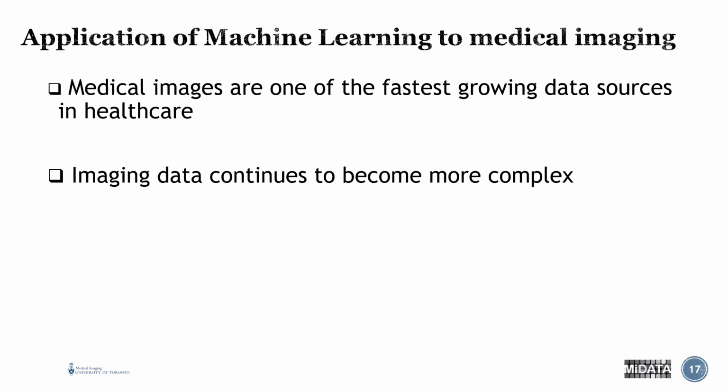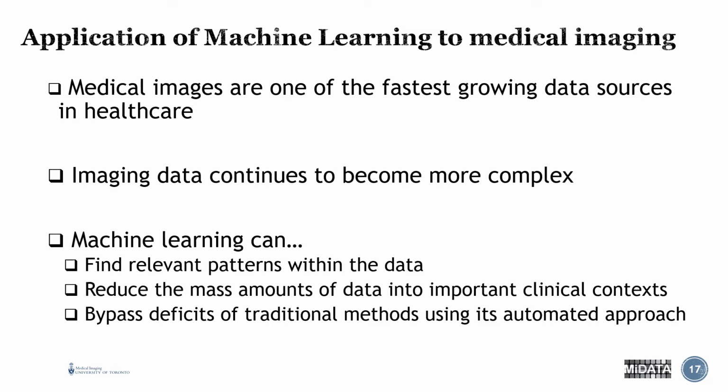Also, the imaging data continues to become more complex, which, ironically, is great for machine learning and artificial intelligence, because the more complex the problem, the better suited AI/ML is as a methodology. Now, machine learning can find relevant patterns within the data, reduce the mass amounts of data into important clinical contexts, which is also important for more ClinEpi work, and bypass deficits of traditional methods using an automated approach. So in a sense, you have the ability to reduce bias.